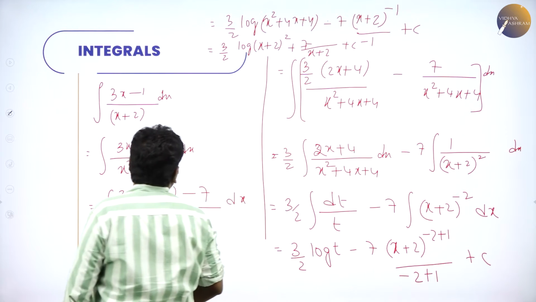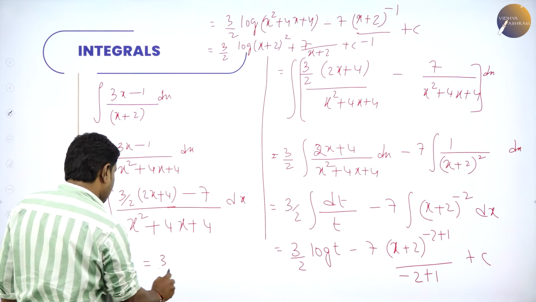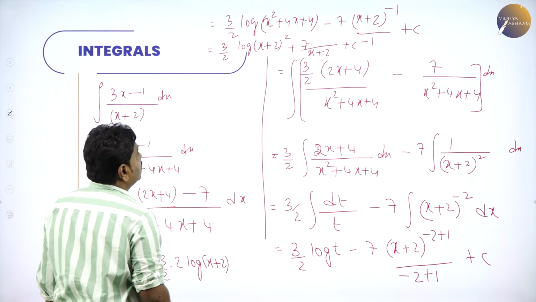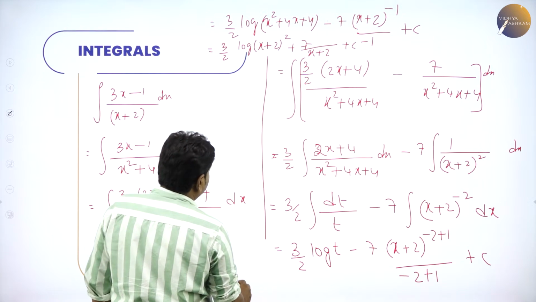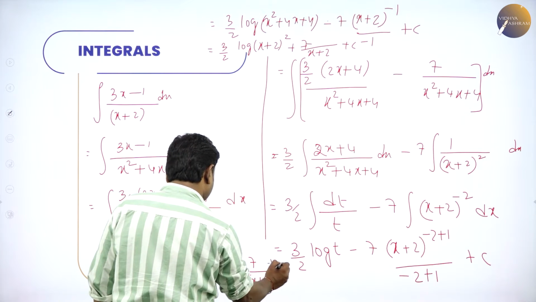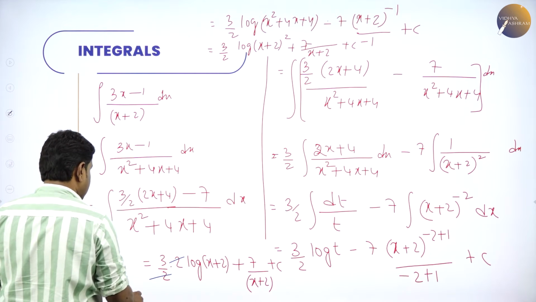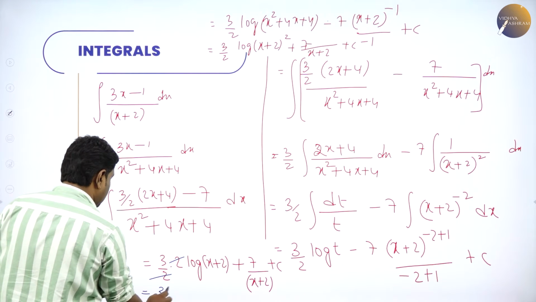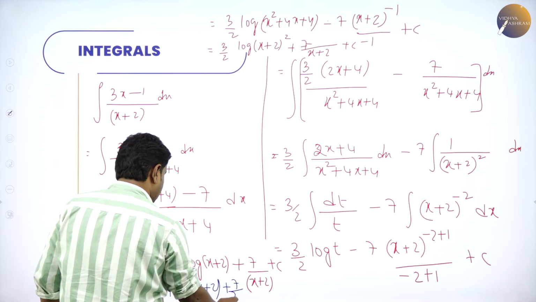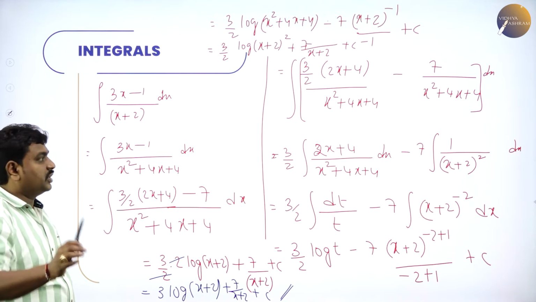So final answer, formatted answer, log a power m is m log a. So I can write it as 3 by 2 into 2 log of x plus 2, then minus of minus becomes plus 7 by x plus 2 plus c. This is the final answer. So we can write the answer in standard form like this, and 2 also cancels. So finally you are left with 3 log of x plus 2 plus 7 by x plus 2 plus c. This is the answer. I hope all of you understood this.